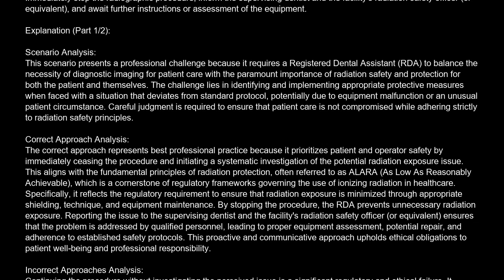The correct answer is A. Immediately stop the radiographic procedure, inform the supervising dentist and the facility's radiation safety officer or equivalent, and await further instructions or assessment of the equipment.